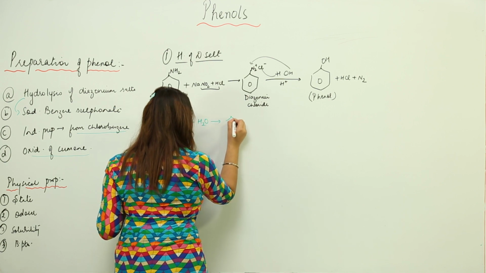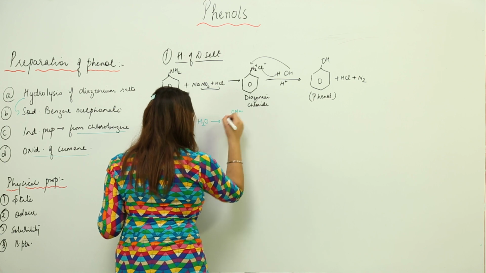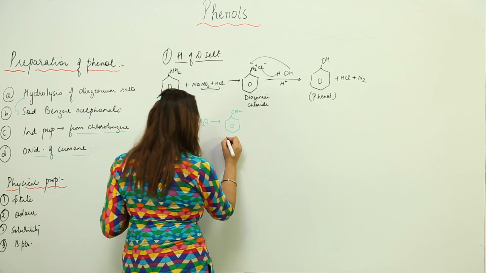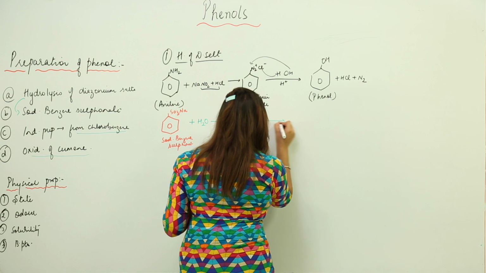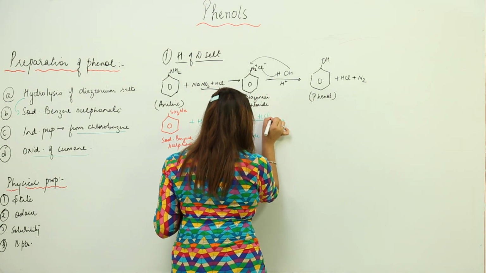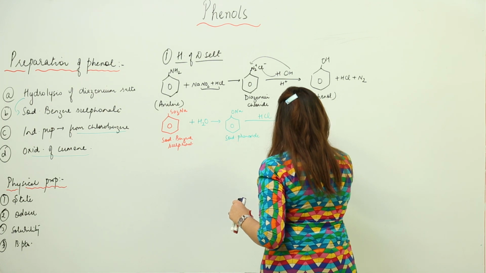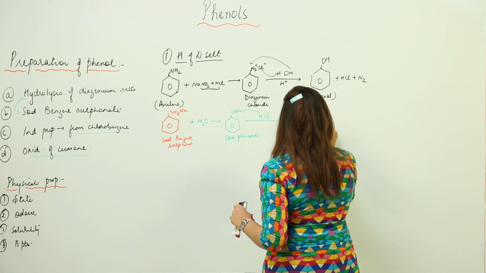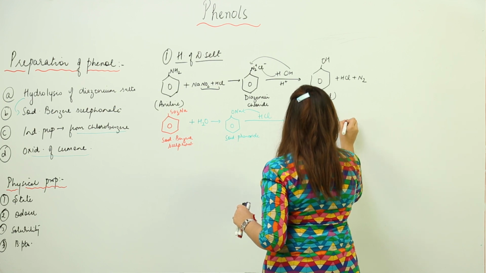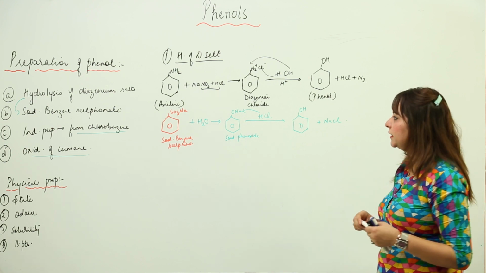So when we hydrolyze it, we get an ONa group attached to the benzene, and what is that? Sodium phenoxide. This is sodium phenoxide. Then we need to add an acid to it, let's say HCl. Then what happens? H comes here, forms phenol, and NaCl is liberated. So this is how you can prepare phenol from hydrolysis of sodium benzene sulfonate.